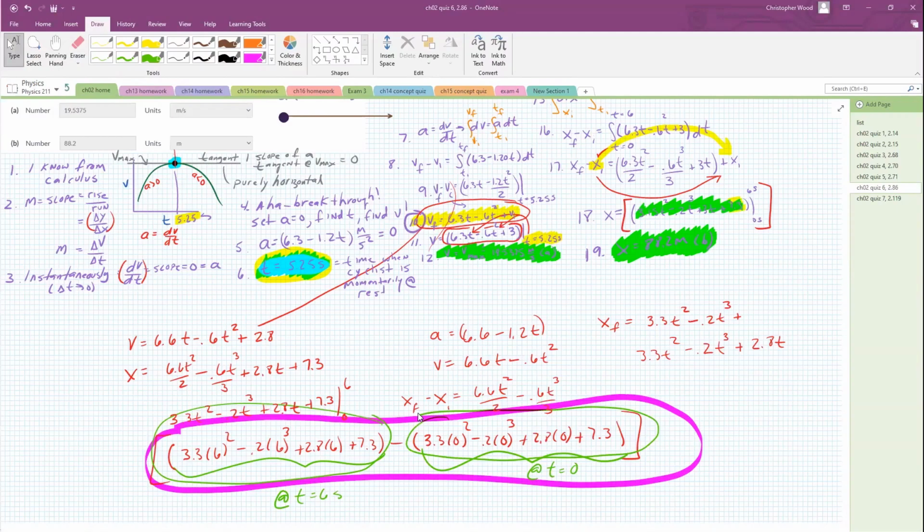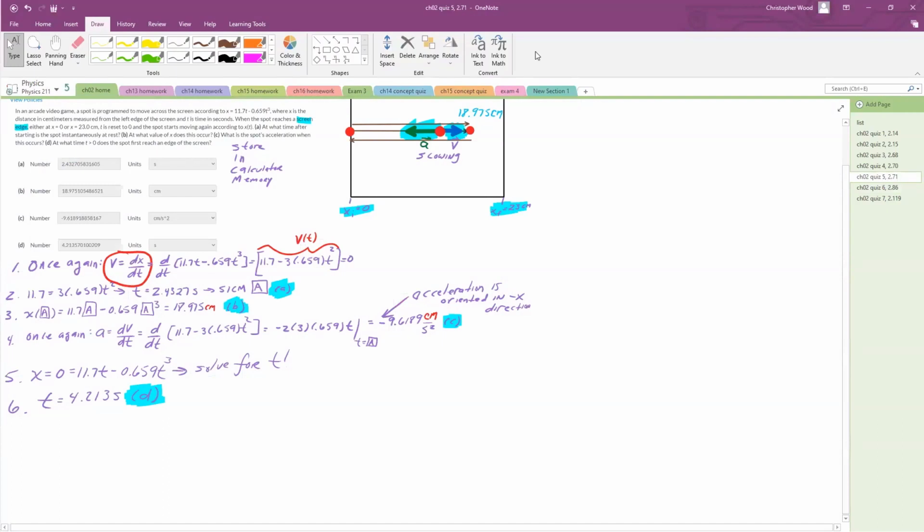Last question for me. Can you go to number 5? I missed how we got the original part A, which said, at what time after starting is the spot instantaneously at rest? All right, so let's see, when is that spot instantaneously at rest? Well, here's the velocity. So when this velocity equals 0, the spot is instantaneously at rest. So I need to take the first derivative of my position function. First derivative, yep, 10.8.